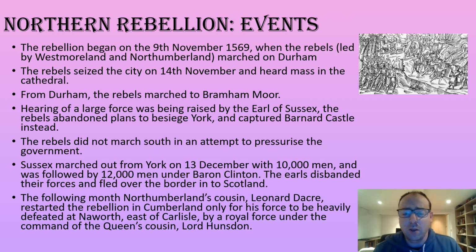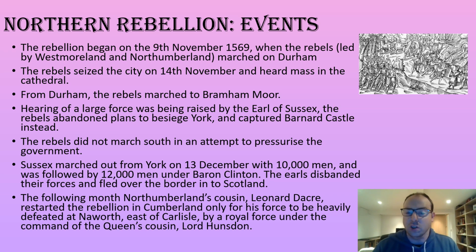So the rebellion began on the 9th of November 1569, and the rebels, led by the two Northern Earls, Westmoreland and Northumberland, marched on Durham. They seized the city on the 14th of November and heard mass in the cathedral. From Durham, the rebels marched to Branham Moor. Hearing that a large force was being raised by the Earl of Sussex, the rebels abandoned their plans to besiege York and instead captured Barnard Castle.